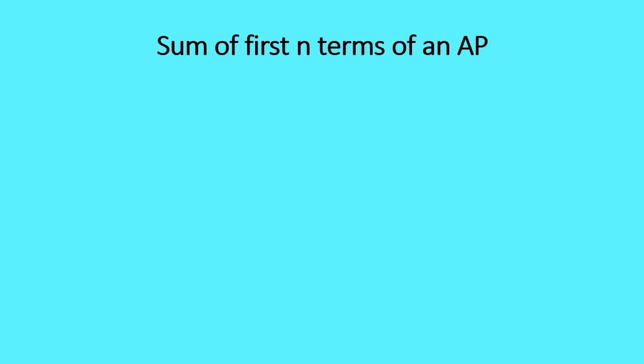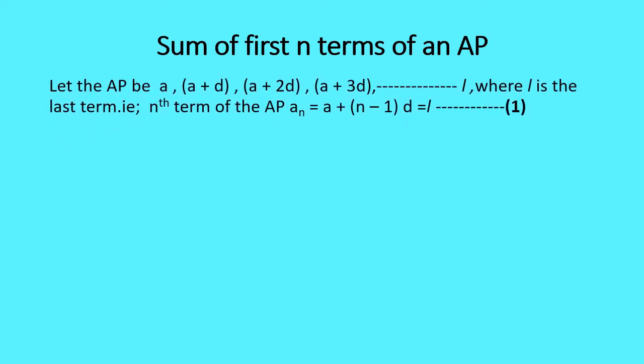We can go through how we can find the formula for the sum of the first n terms of an AP. For that, let the AP be a, a plus d, a plus 2d, etc., l, where l is the last term, that is the nth term of the AP, usually denoted by an equal to a plus n minus 1 multiplied by d, that is our l, because the AP has n terms. So the last term means the nth term.